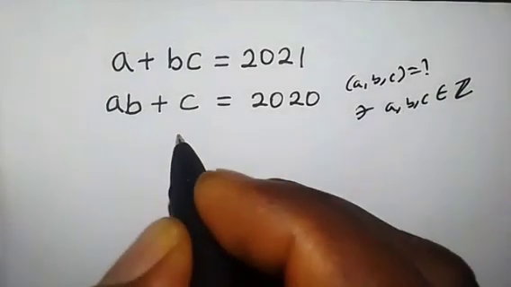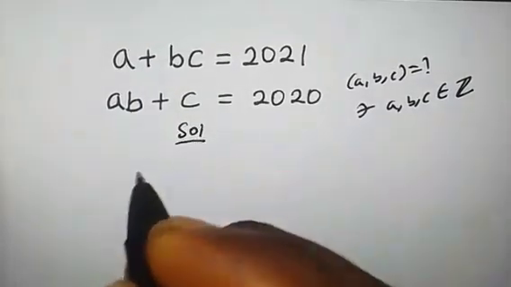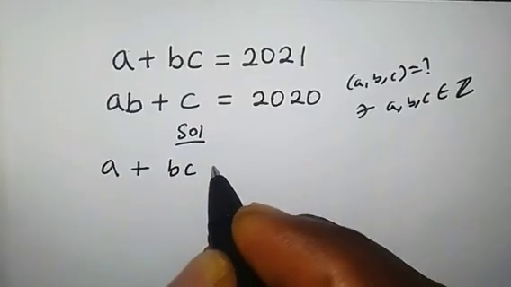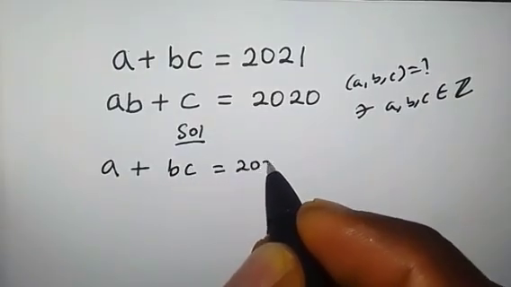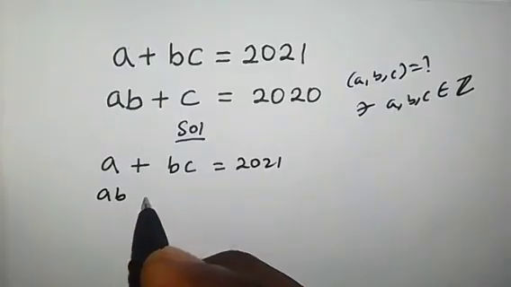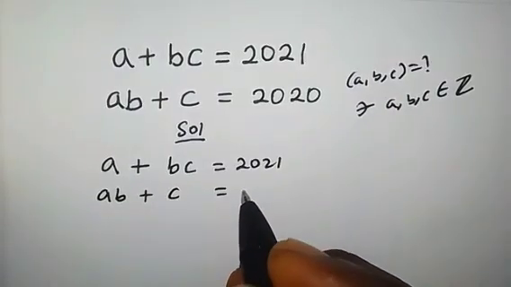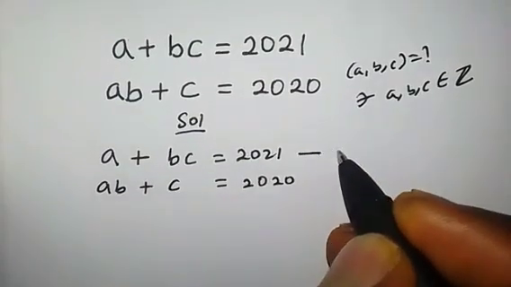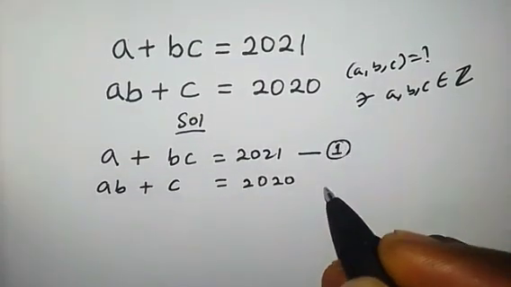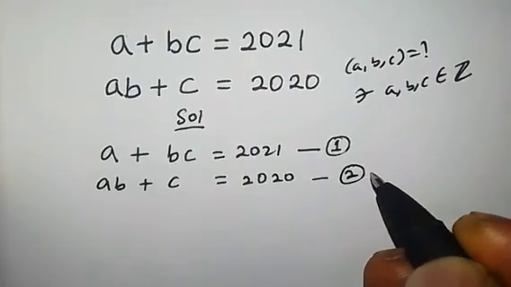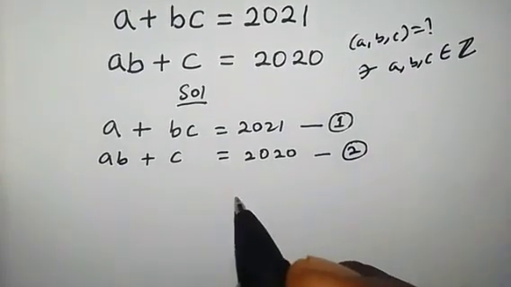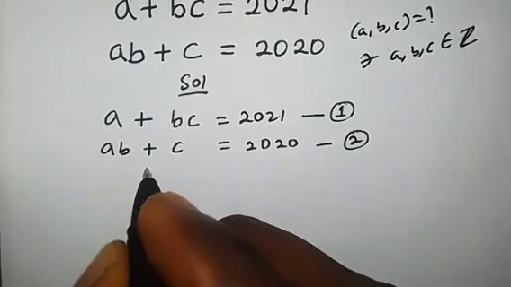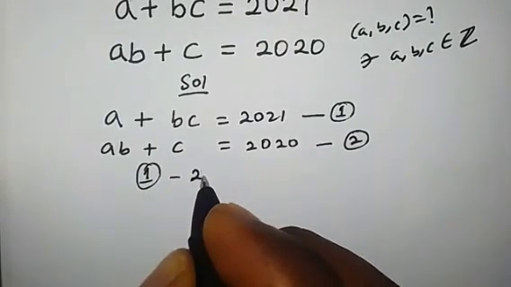So let's continue. Solution. We have A + BC = 2021, AB + C = 2020. Let's call this equation 1 and this equation 2. The first thing we are going to do is to subtract equation 2 from 1. Equation 1 minus equation 2.